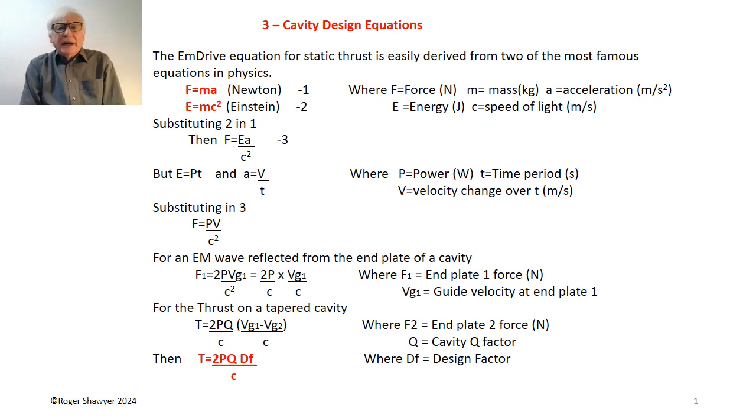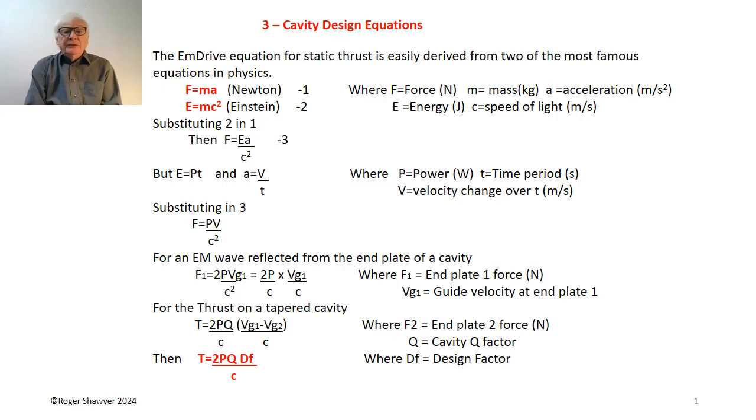So now we'll look at the equations that are necessary to successfully design an EmDrive cavity. And we start off with perhaps two of the most famous equations in physics. The first one, Formula 1, is Newton's force equals mass times acceleration. And equation 2, which is Einstein's E equals mc squared. Now we need Einstein's equation because we need to look at the equivalence of mass and energy.